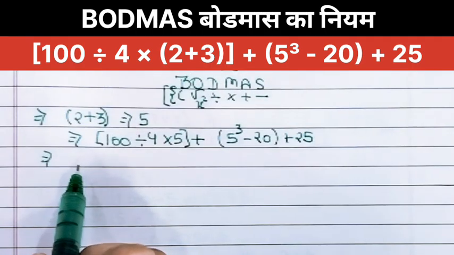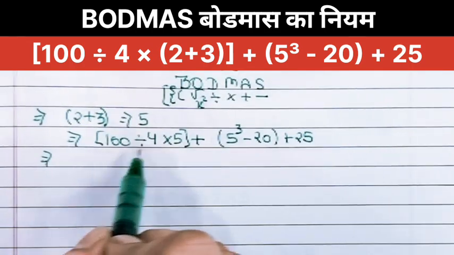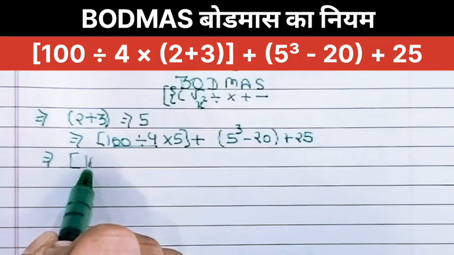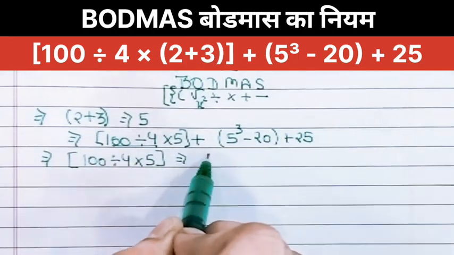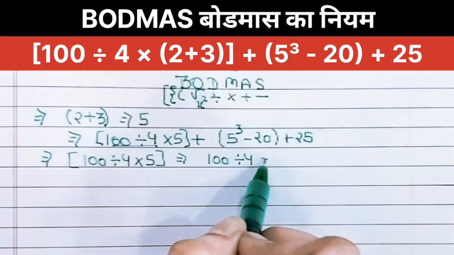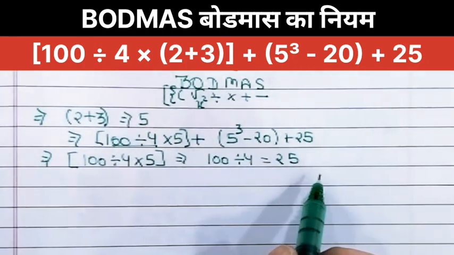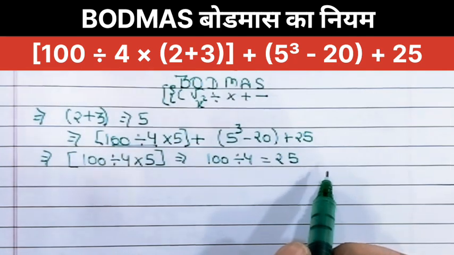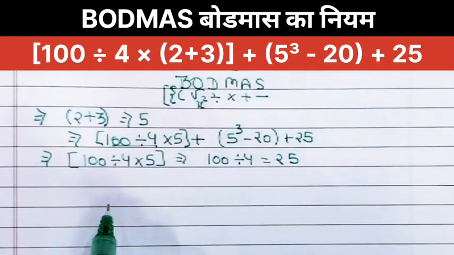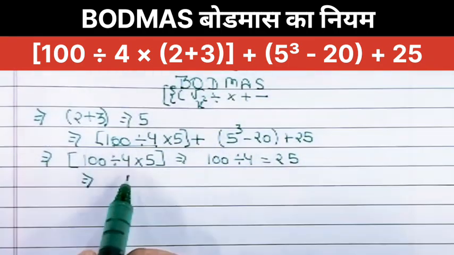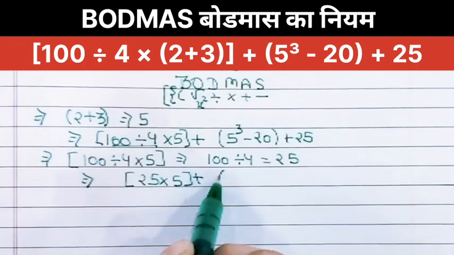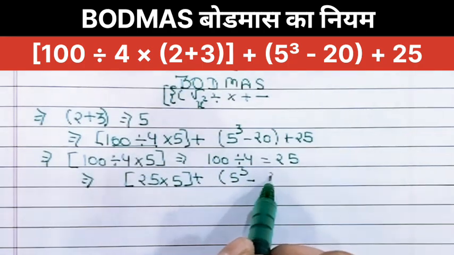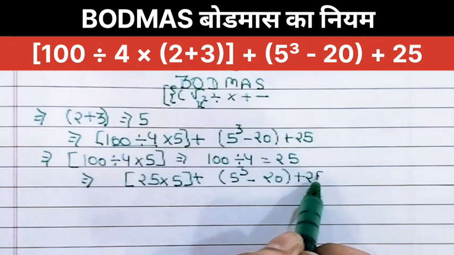Now move to the next step. Inside the square bracket, division. Perform 100 divided by 4. 100 divided by 4 multiplied by 5. First we divide the values. 100 divided by 4 gives 25. According to this step, inside the brackets we have a division and multiplication. Since they hold equal priority, we perform left to right. Division comes first on the left. So now the current expression becomes 25 multiplied by 5 plus bracket 5 cube minus 20 plus 25.